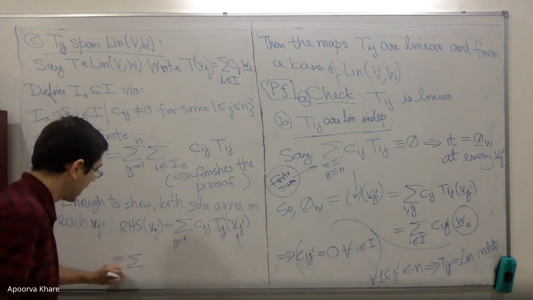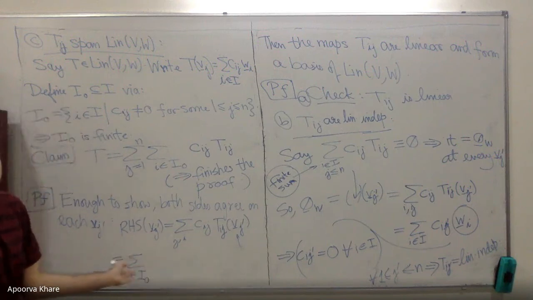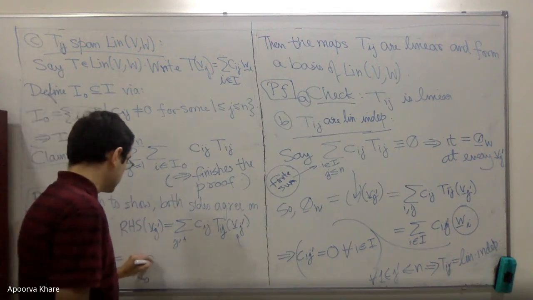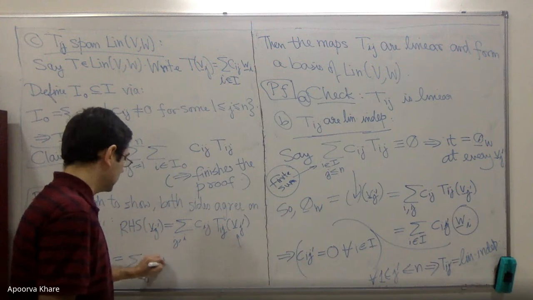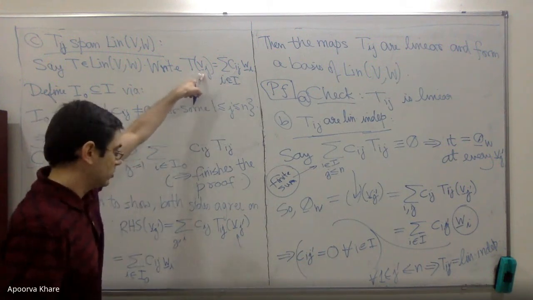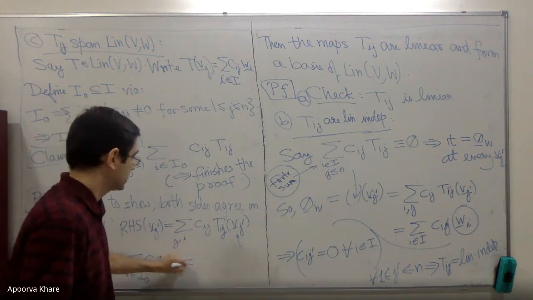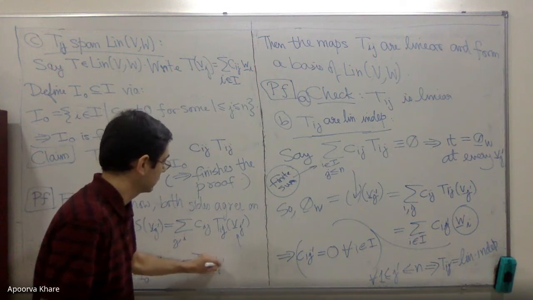Equals the summation over i in I naught, but I can also make that i in I because everything else is 0. C_ij W_i, and that is exactly the same as T applied to V_j prime. C_ij prime, so this is j prime, that's the whole part. Just T applied to V_j prime.